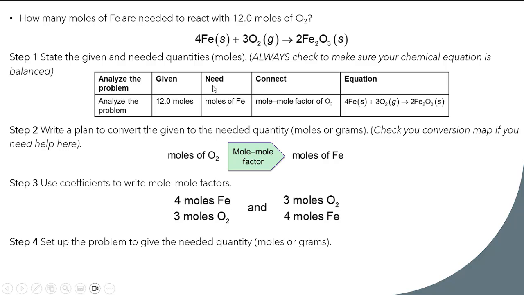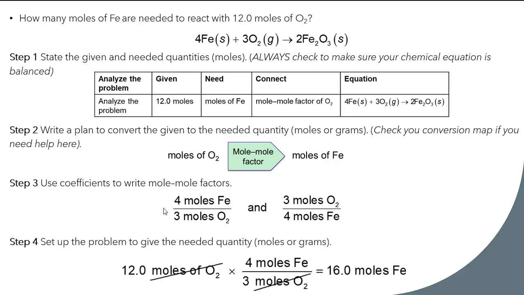So for every 4 moles of iron, we need 3 moles of oxygen. And then again, we can flip it. For every 3 moles of oxygen, we should get 4 moles of iron. Now the question is, which mole to mole factor do we need? Do we need the factor where oxygen is on top or oxygen is on bottom? Well, remember, we're converting from oxygen to iron. Therefore, we will want to use the mole to mole factor in which oxygen is on bottom, so oxygen cancels out.